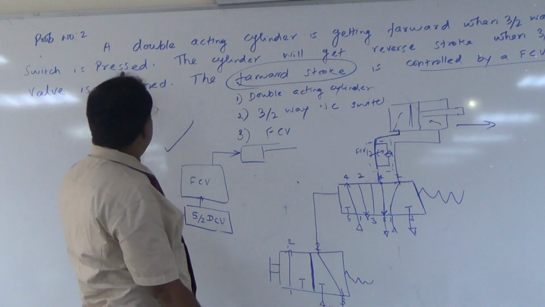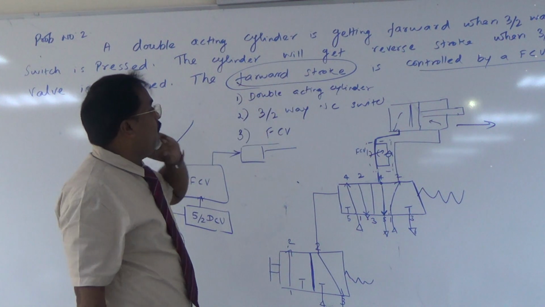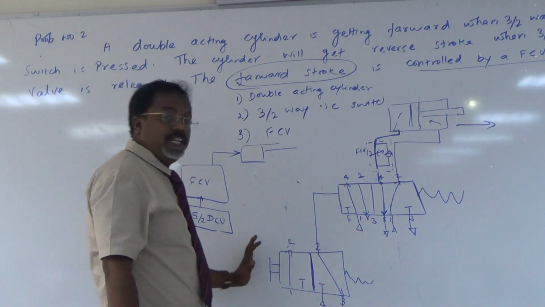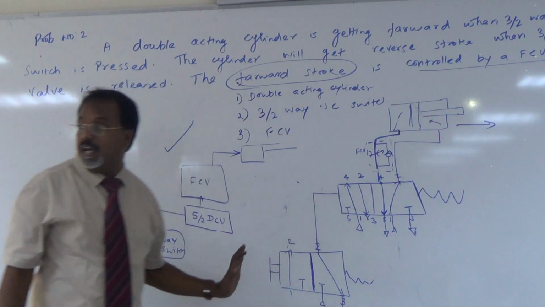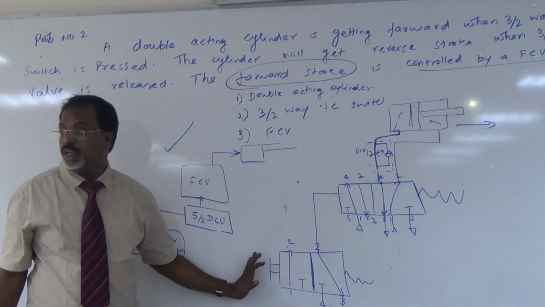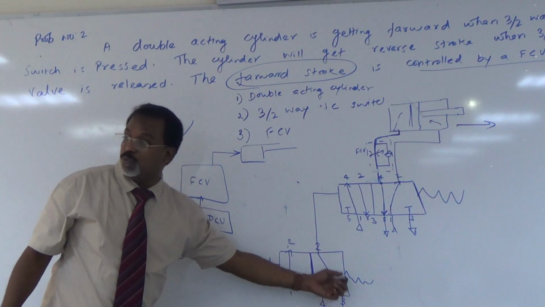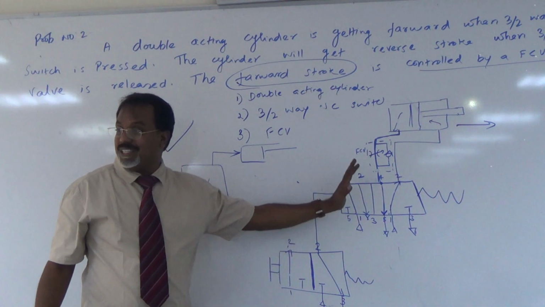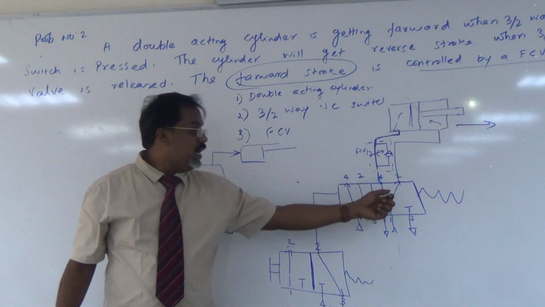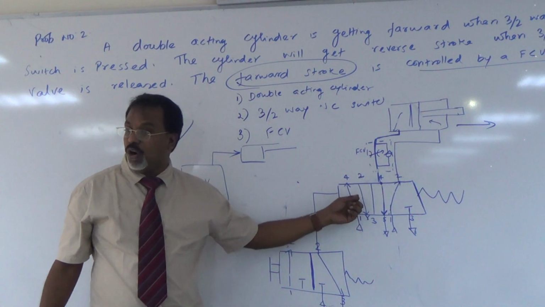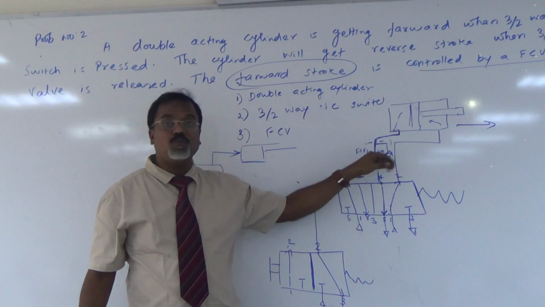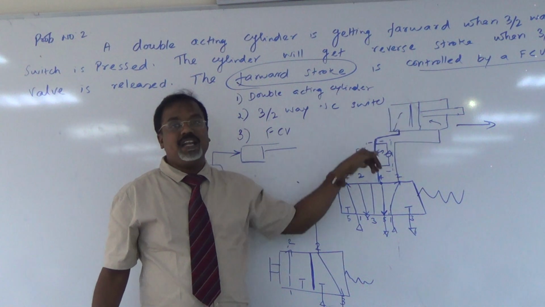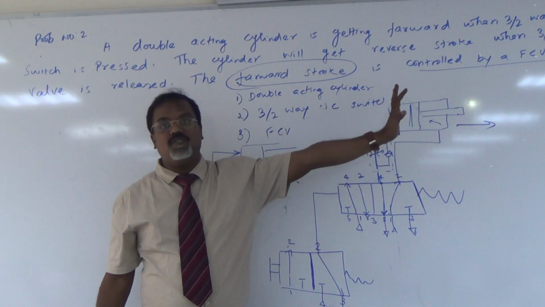The statement says the double acting cylinder gets a forward stroke when the 3x2 way, normally closed switch is pressed. I am going to press this normally closed switch. Then it will change from the normally closed position to the normally open position. The compressed air will push the spool, and it will change from this mode to this mode. Then air will flow to the cylinder through the flow control valve, and it will move in the forward direction.